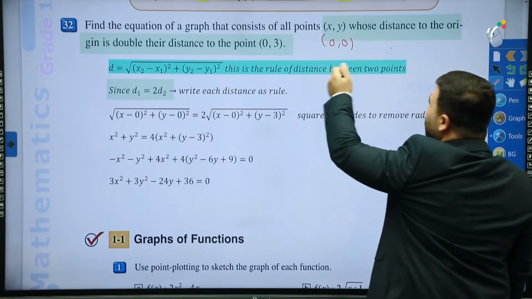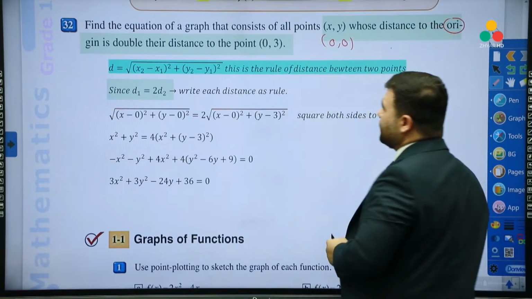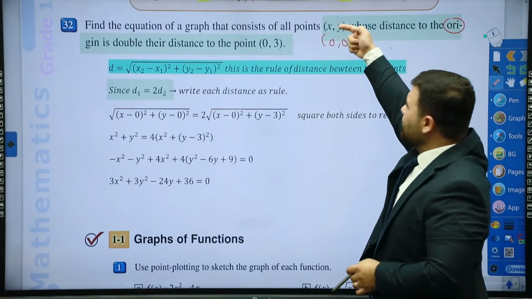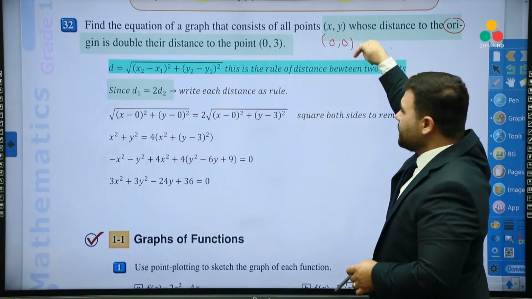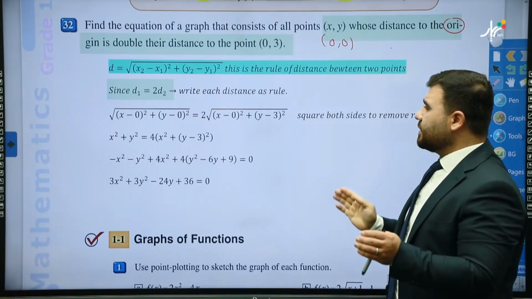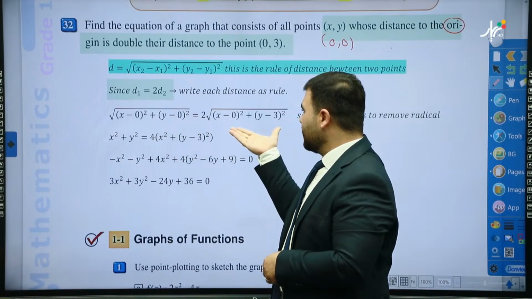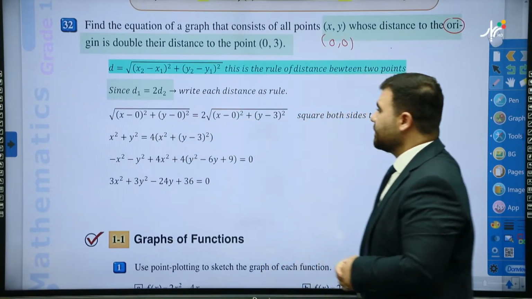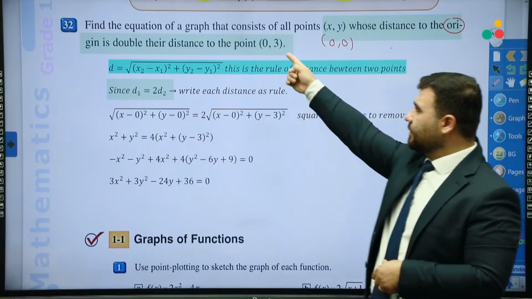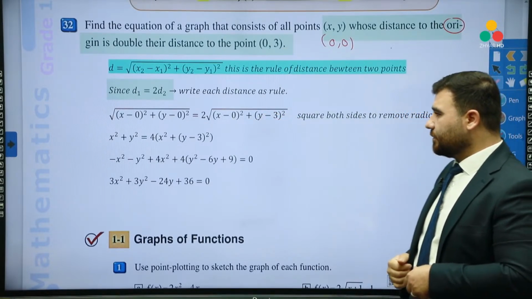0, 0 is the origin. When the question says origin, it means 0, 0. Then the square root of x minus 0 squared plus y minus 0 squared is the distance between these 2 points. This distance is half of the other distance, the square root of x minus 0 squared plus y minus 3 squared.